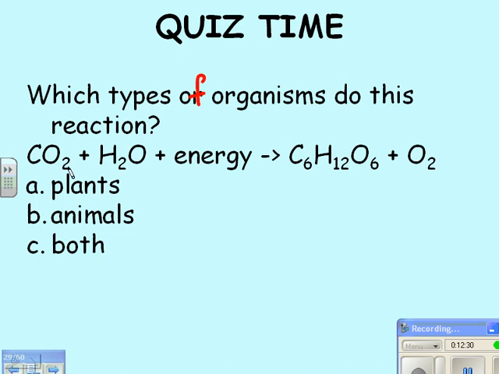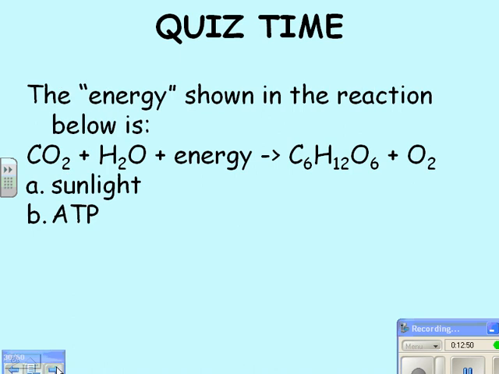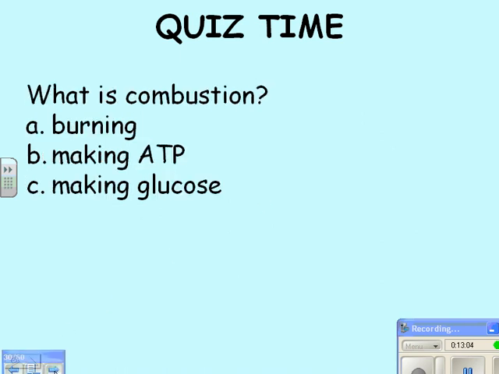Which types of organisms do this reaction? Take carbon dioxide and water, again, very low energy things. I would get very hungry, so I can't do that. I couldn't make glucose by myself. All I could do is breathe and drink water. So plants must do that. The energy balloon is shown. So the energy shown below is, again, who takes carbon dioxide and water and puts them together to make glucose? Plants do. And so this has got to be sun. And so that's how I want you to think through these problems.